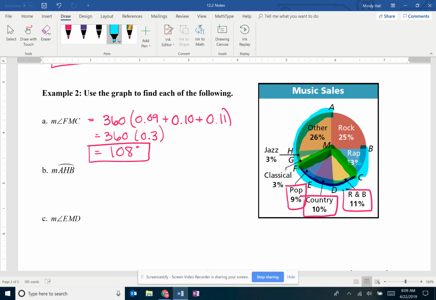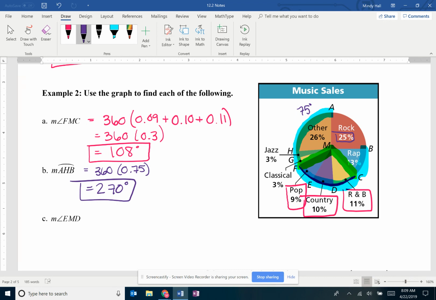So you could go through and add all these little pieces together, but because I'm missing this 25% right here for rock, I know that the rest is 75%. So if I do 360 times 0.75, that will give me 270 degrees. All right.